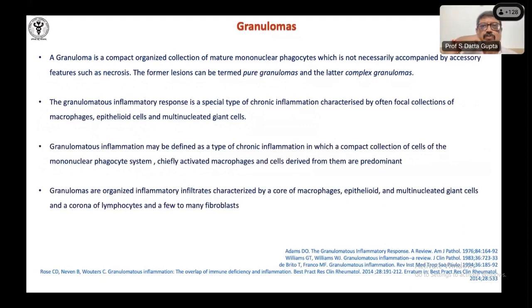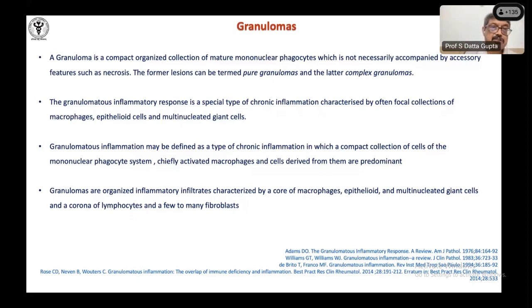So first of all, we come to the definition of a granuloma. Basically, it's a collection of mature mononuclear phagocytes. It's called mature because the moment it's immature, you think of neoplastic diseases. And it is not necessarily accompanied by necrosis or other features. Where there is no necrosis, some people call it pure granuloma. And where there's necrosis and other features, some people use the term complex granuloma.